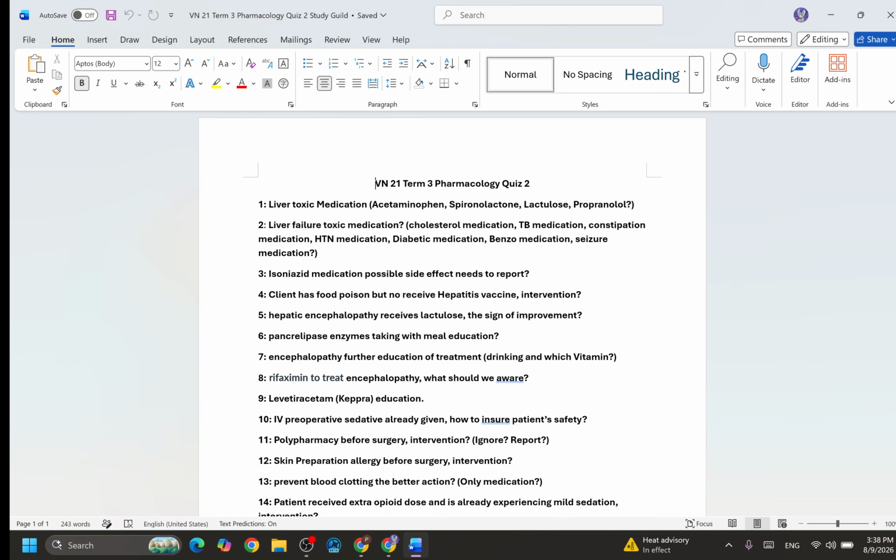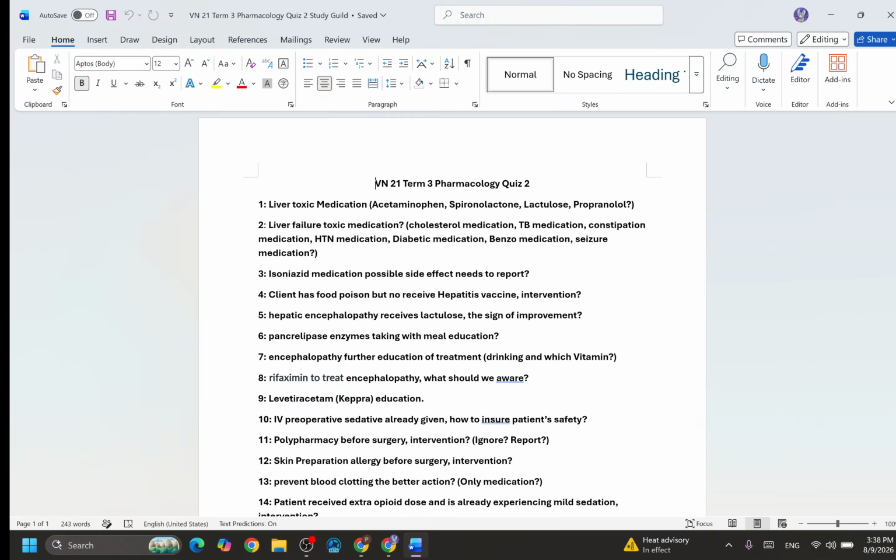Number two, the liver failure medication, will be the same. For all these medications, which ones will cause the liver some kind of toxicity problem? Remember, lots of medications will cause liver toxicity, right? So I gave you all the PowerPoint slides there. Just put it down, okay, and try to read it.